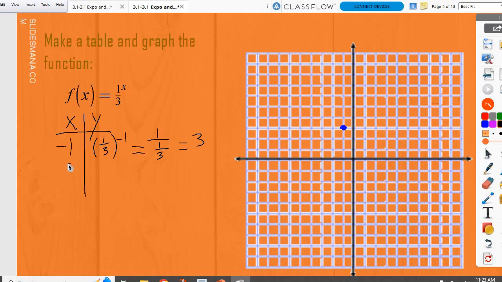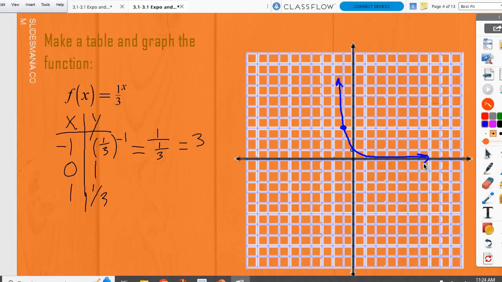Now my 0 is always 1, no matter what my base is. And then if I have 1, it's just going to be 1/3. And again, since we should know what our general shape is, we really just need those 3 points in order to graph the rest of it. What questions do we have there?